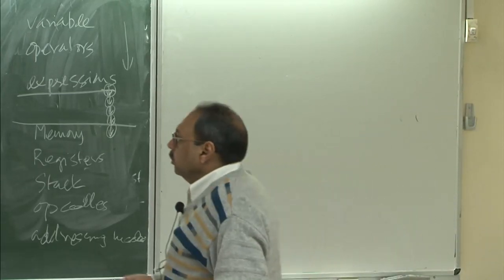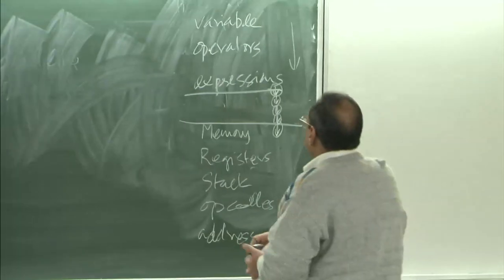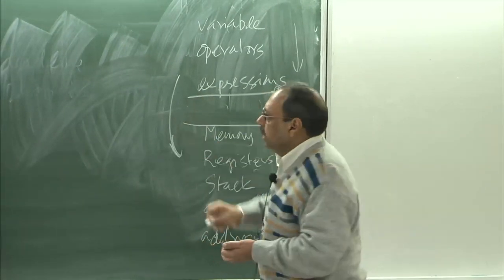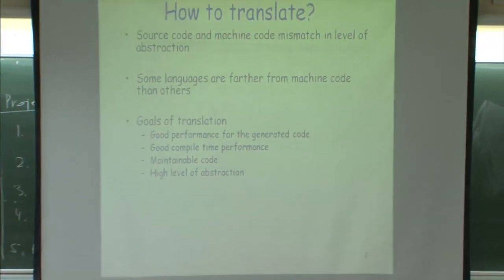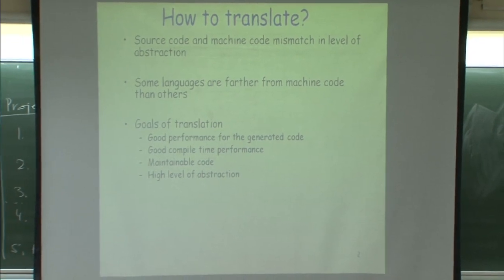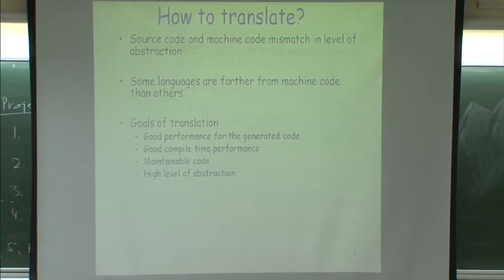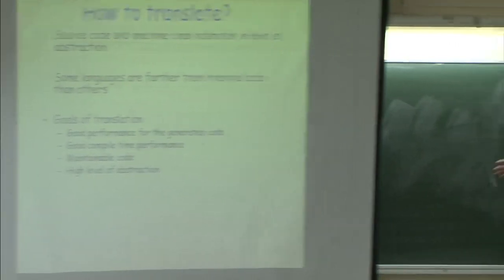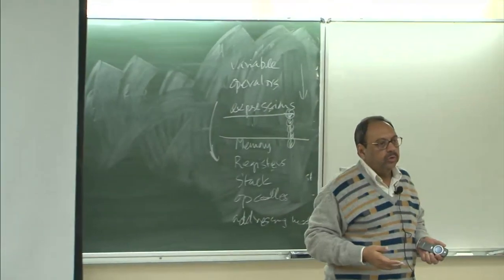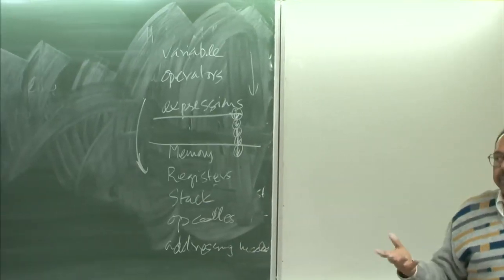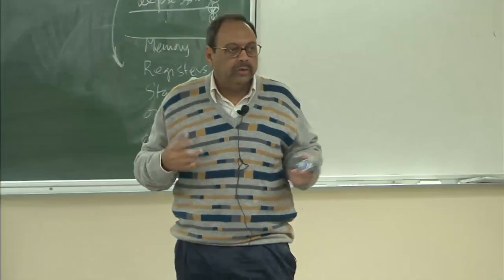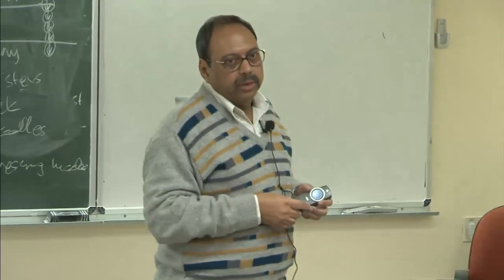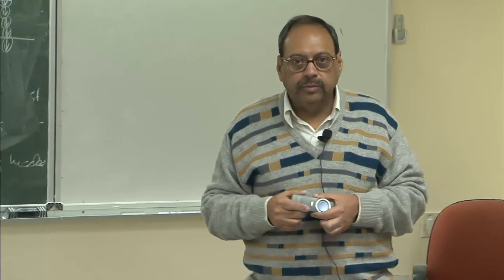So, what is the goal of translation? This is the translation process I follow, and what is the goal of this? One, the generated code should be good, should give me good performance. Obviously, also good compile time performance, because if this translation process itself is so tough that it is going to take a long time. Imagine a situation where you're sitting on a terminal, you've finished writing a program, you want to execute it, and you compile, and it says, I'm going to take 30 minutes to compile. Will that situation be acceptable? Obviously no, right?